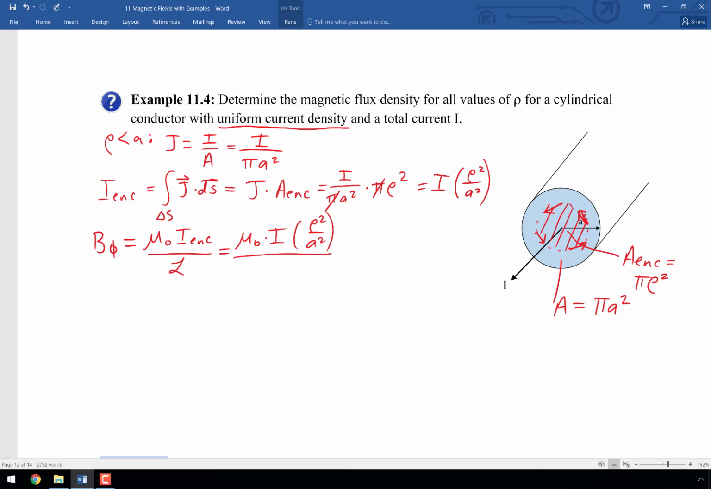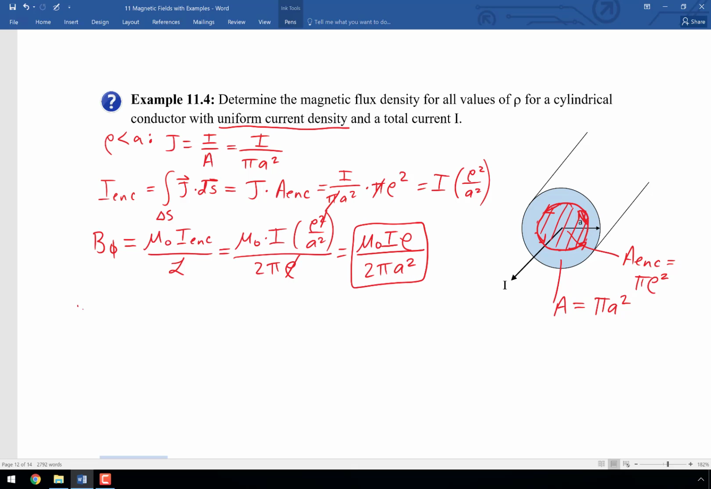And what is the length of that path? The length of that path is 2 pi rho. And we're talking about the length of the path that is the Amperian path shown right here. Well, this rho cancels with one of those rhos. I'm left with mu sub 0 I times rho divided by 2 pi a squared. Yes, that is correct.